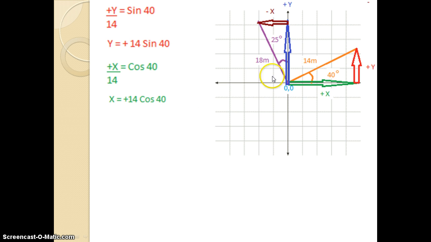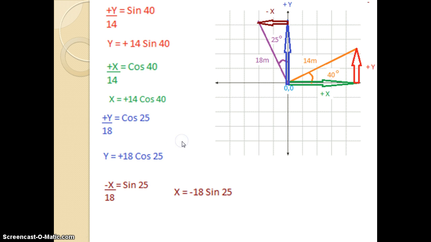Let's do the other one now. This blue, well, it's adjacent to the angle, so this blue is going to be cosine. Y over 18, adjacent over hypotenuse, equals the cosine of the angle. Solve for y, 18 cosine 25. And then for the x, it's opposite the angle, so it's sine. Negative x over 18, negative because it's to the left, equals sine of 25. Which means x is negative 18 sine 25.